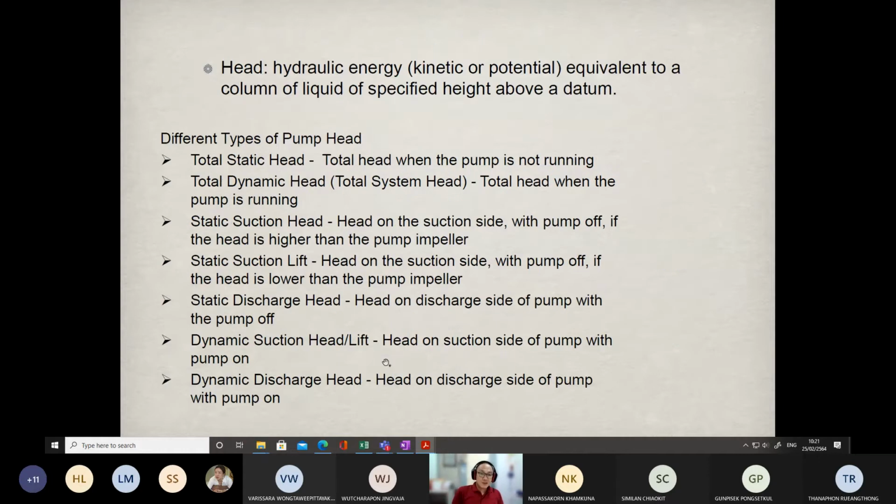This is about the different types of pump heads, with their definitions. The static head is the total head when the pump is not running or not in operation. So mostly the static head refers to the height. The second one is the total dynamic head. Total dynamic head is also a head, but the head generated during pumping, or when the pump is running. We call the head during operation the dynamic head.